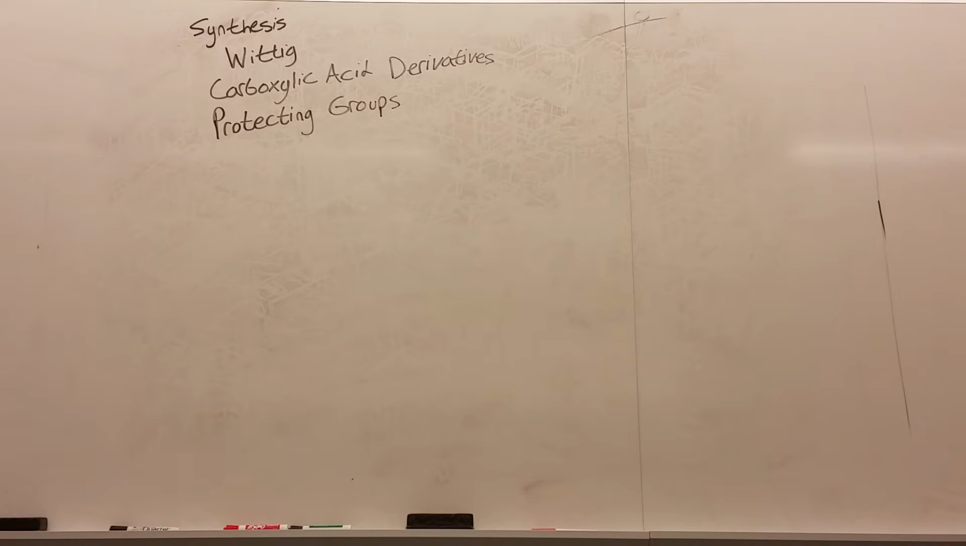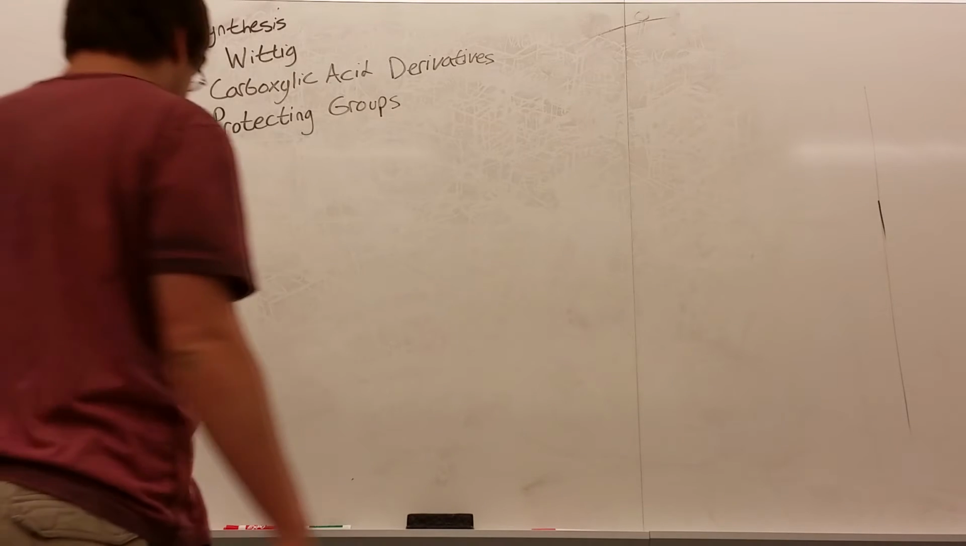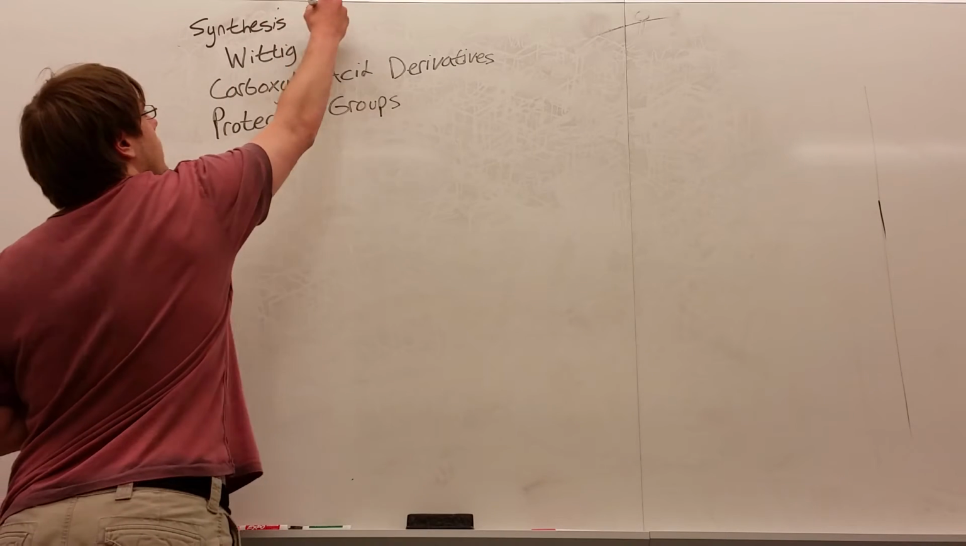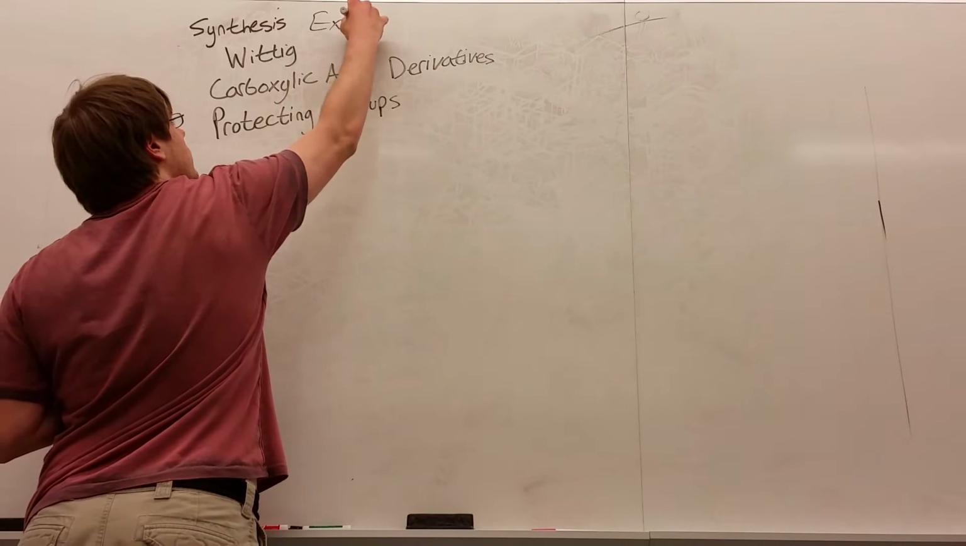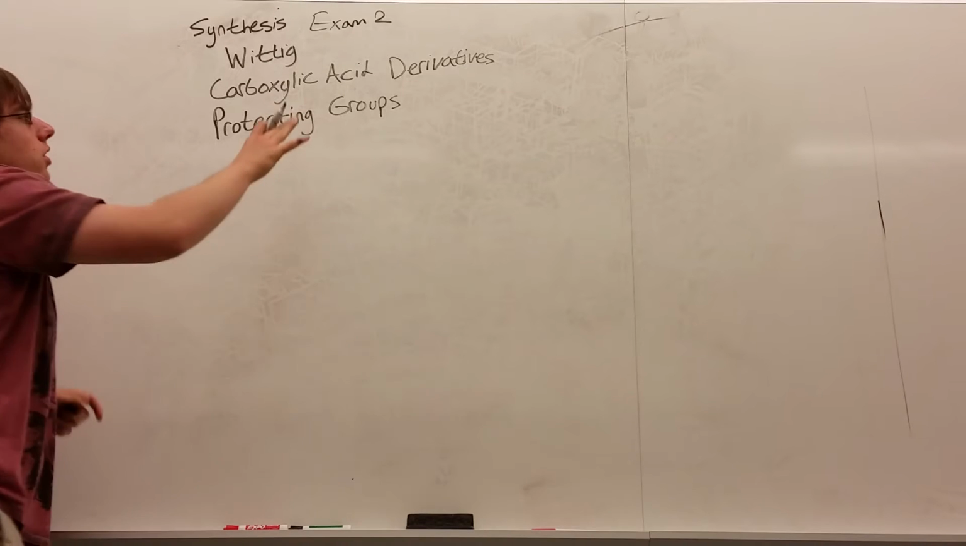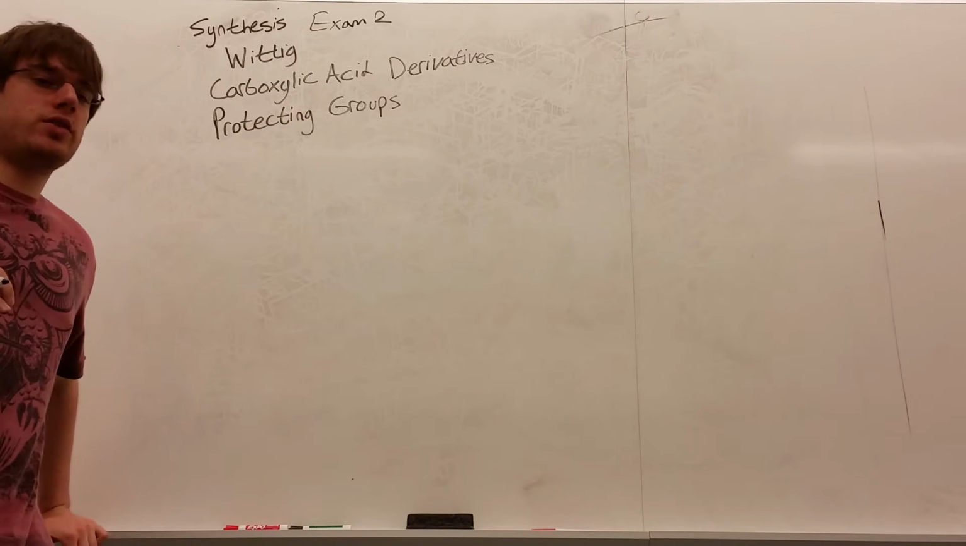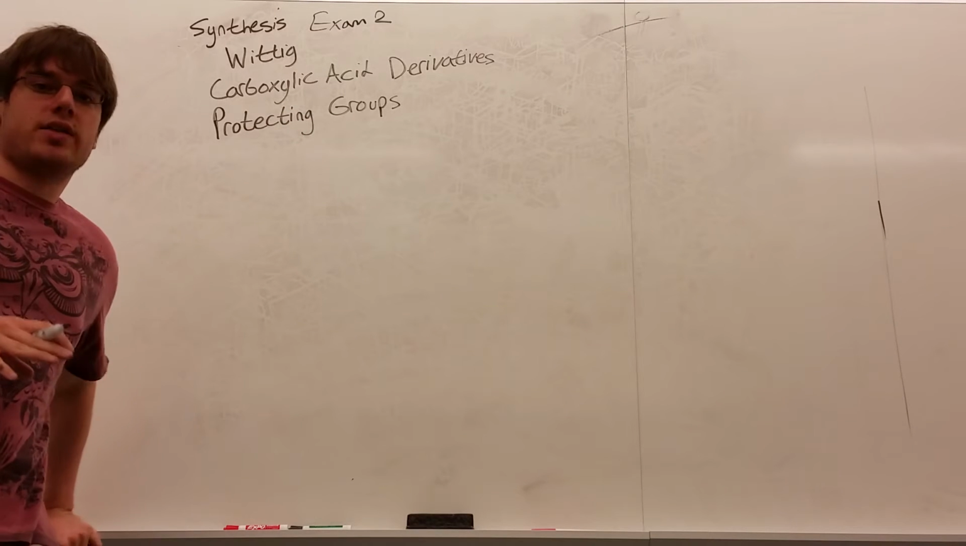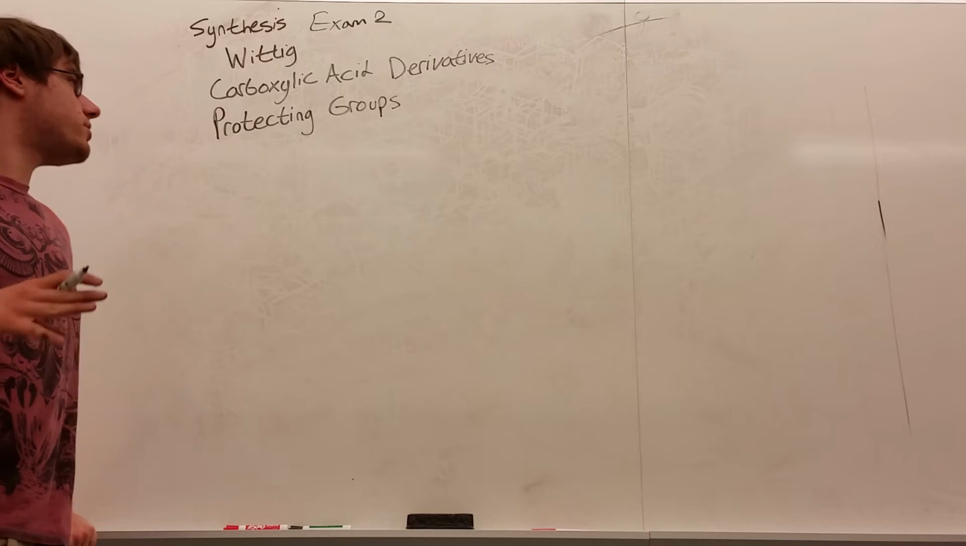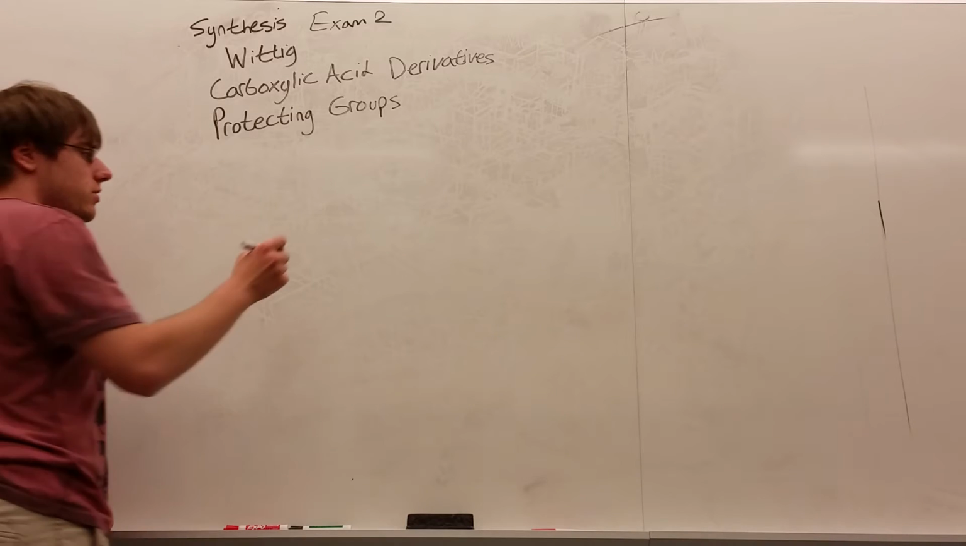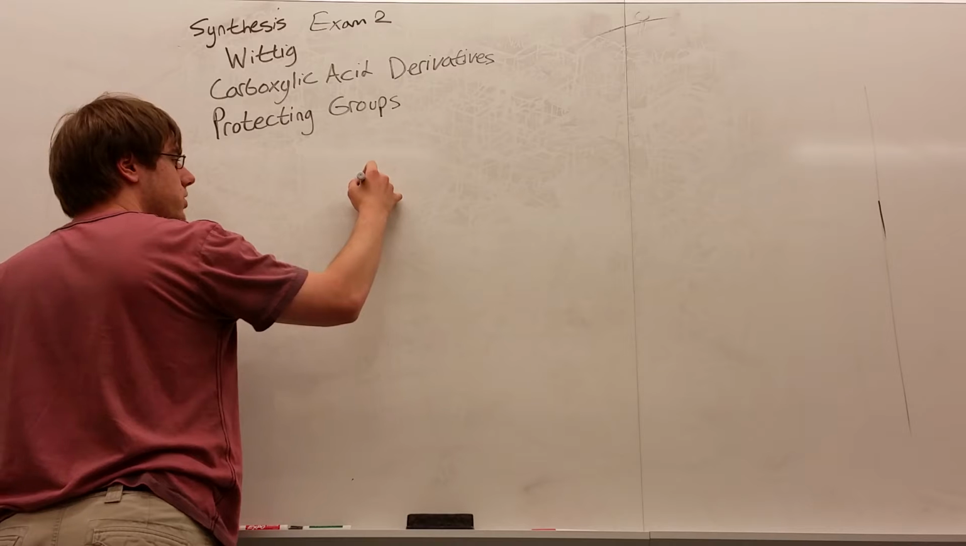The exam 2 synthesis reactions that you usually have to work with were the Wittig reagent, the carboxylic acid derivatives in syntheses, and the use of protecting groups. So let's start with talking about the Wittig reagent. What is it? What does it look like? And what does it do?